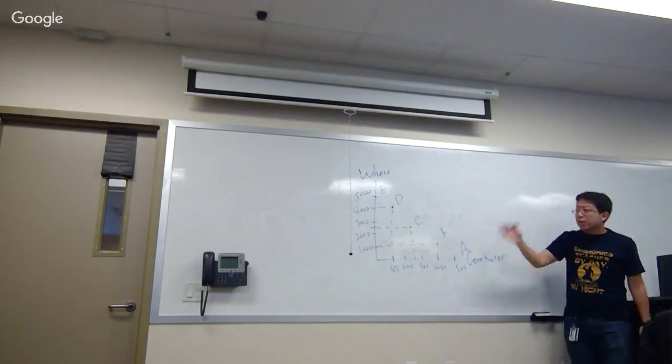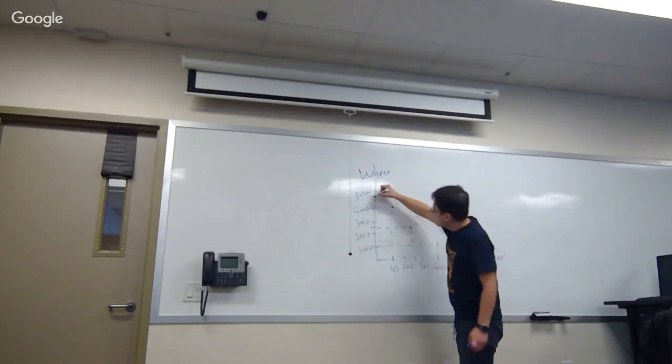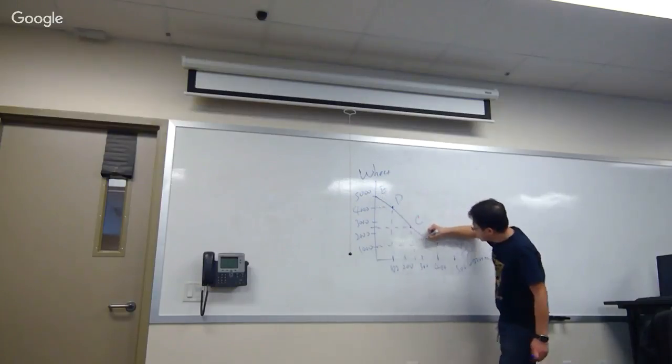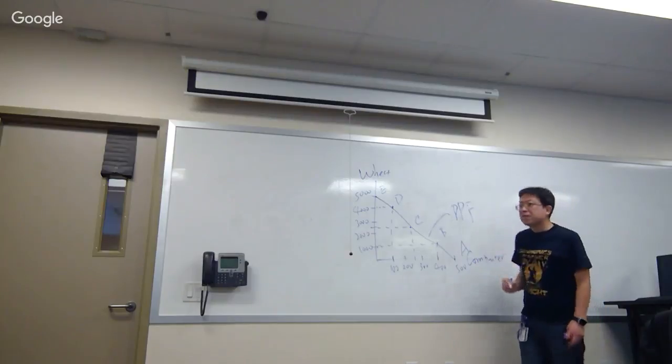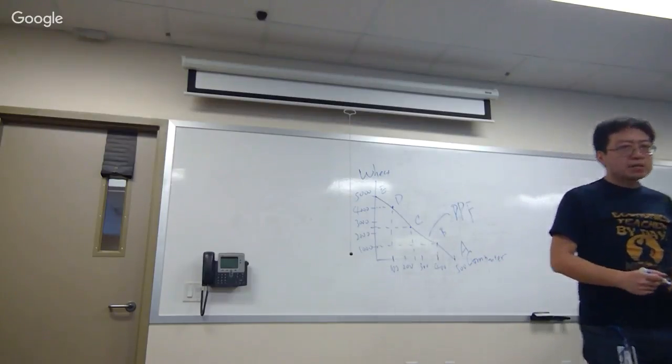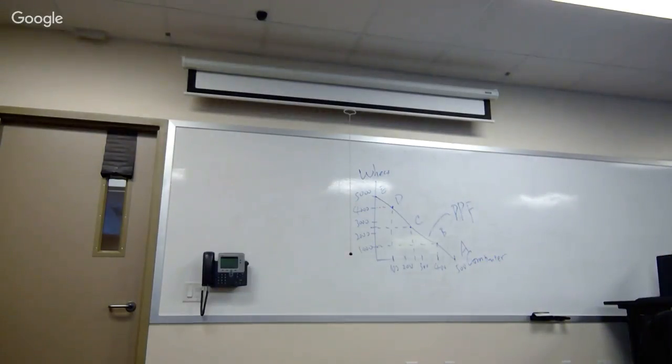Now to draw the PPF, all we're going to do is find a line that connects all the points. The line is called the PPF, the production possibility frontier. This shows you all the different combinations of what we can produce. So connecting all the combinations is our PPF.